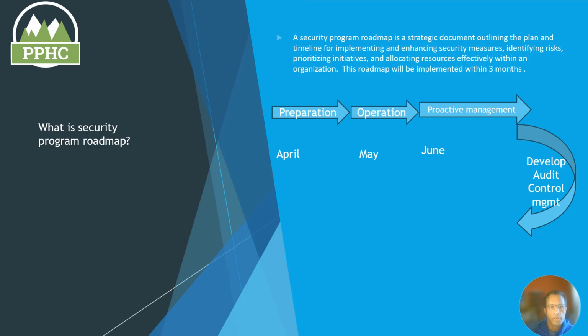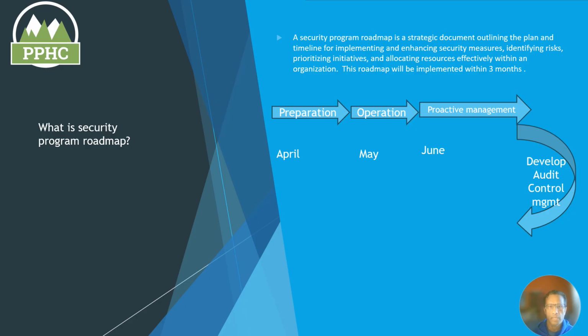So, what is a Security Program Roadmap? A Security Program Roadmap is a strategic document outlining the plan and timeline for implementing and enhancing security measures, identifying risks, prioritizing initiatives, and allocating resources effectively within an organization. This roadmap will be implemented within a 3 month time period.